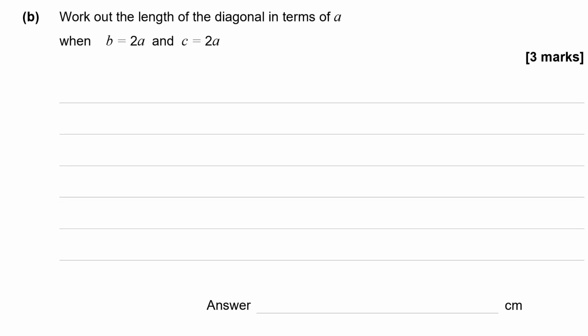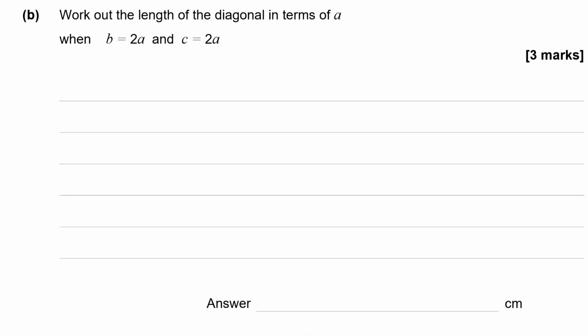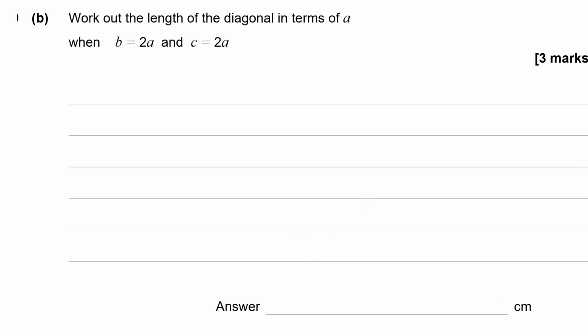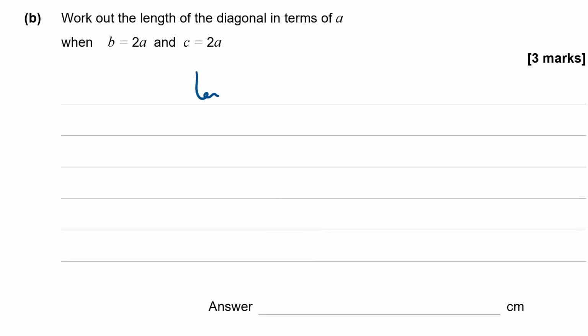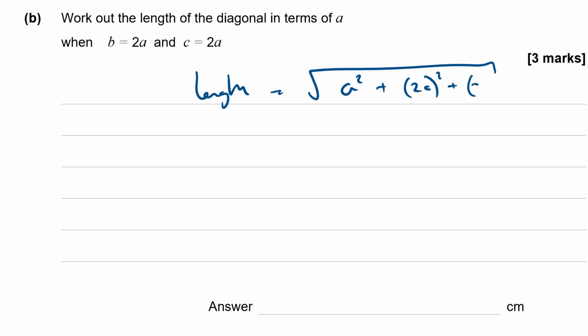Okay, now part B says work out the length of the diagonal in terms of A when B is 2A and C is 2A. Okay, so we've got to do the same thing algebraically now. So the length is going to be equal to the root of A squared plus B is going to be 2A, so 2A squared, and C is going to be 2A squared, like that.